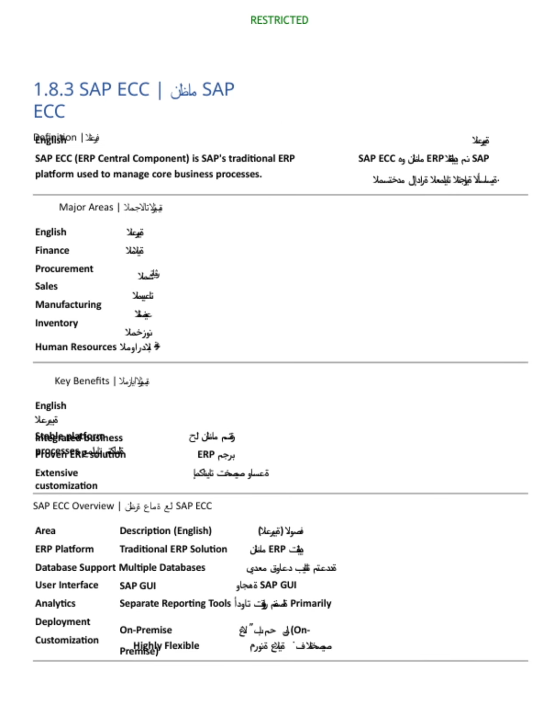Let's take a closer look at SAP ECC, SAP's traditional ERP platform. It's designed to manage core business processes like finance, procurement, sales, manufacturing, and inventory, all integrated into one stable system. SAP ECC is highly flexible, offering extensive customization and support for multiple databases. It's primarily deployed on-premise, with separate reporting tools and a user interface based on SAP GUI. This platform has proven its reliability over time, making it a solid choice for organizations needing a comprehensive ERP solution.